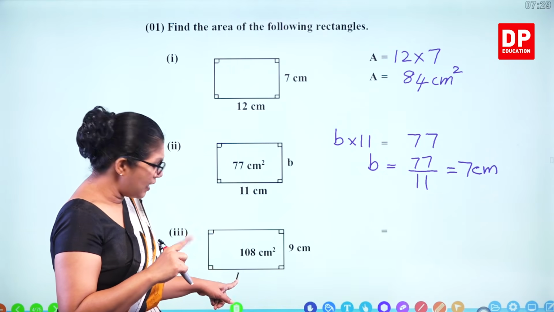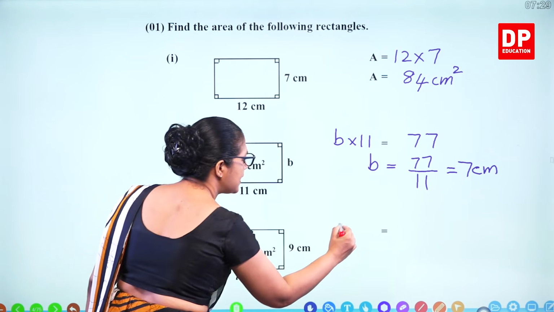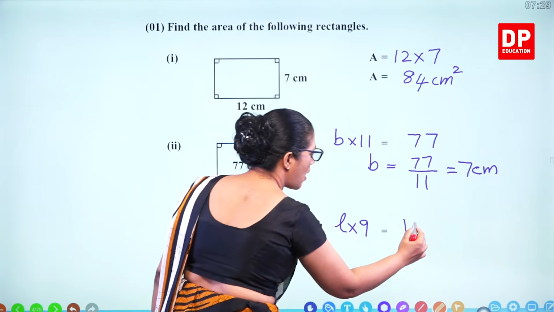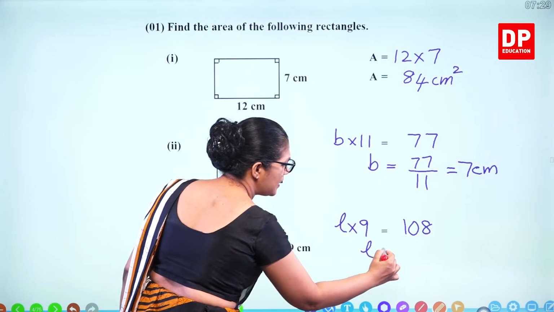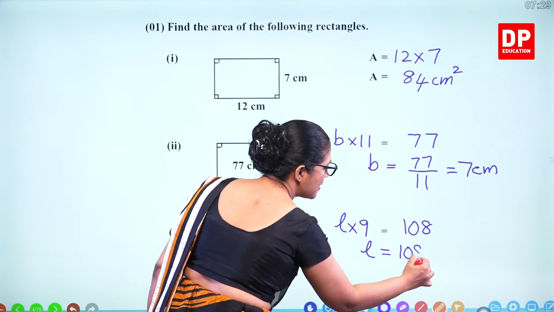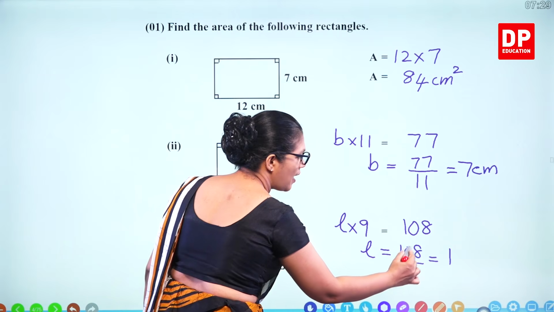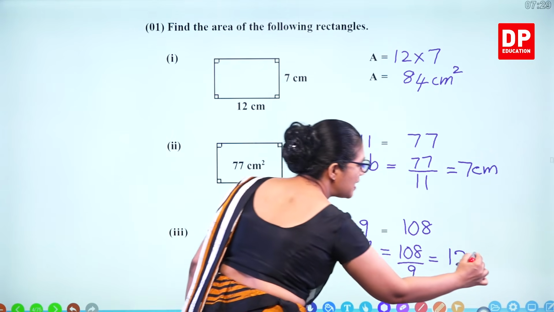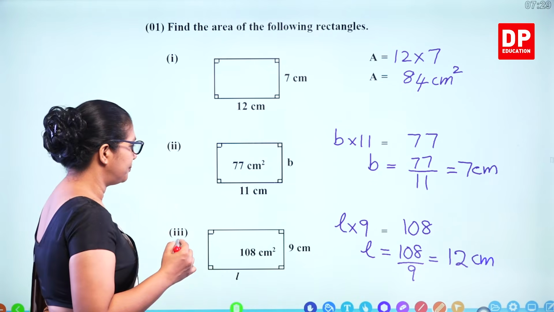Look at this one. We need to find out length now. Area is given, 108. So length times breadth, 9, is equal to 108. That's the area. So what's the length? 108 divided by 9. 9 times 1, 9, for 18, that's 2. 12 centimeters is the length of this rectangle.